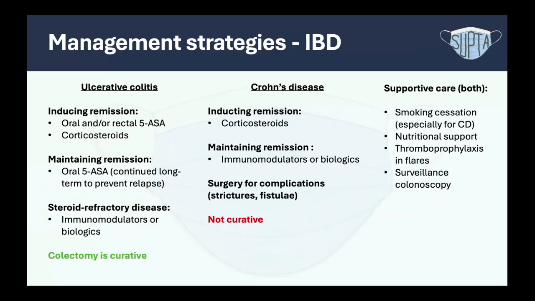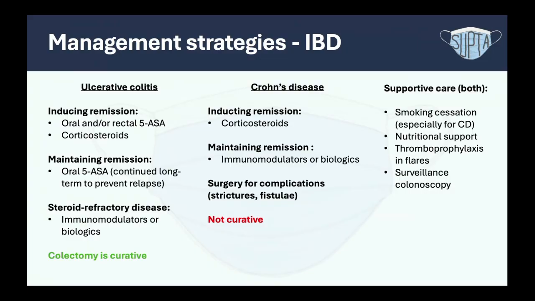Starting with ulcerative colitis, which typically affects the colon and the rectum, and it also has continuous inflammation. The treatment for ulcerative colitis usually starts with inducing remission, especially in mild to moderate active disease. Oral and or rectal aminosalicylic acid is used to reduce any inflammation in the colon lining. And you can start with topical rectal acid. If that doesn't work, then you can add on the oral acid.